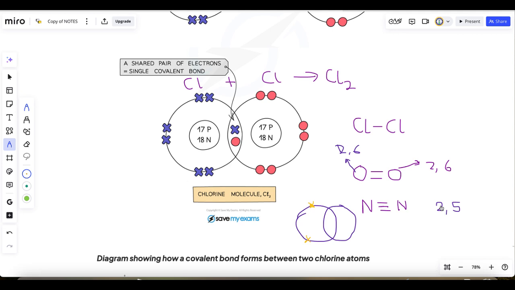So I'm not drawing these 2. Mind you, these 2 I took from here. These 2 are from the first shell. We are not drawing the first shell. We're only showing the outer shell. If you want to draw the first shell, then these 2 will be inside here.